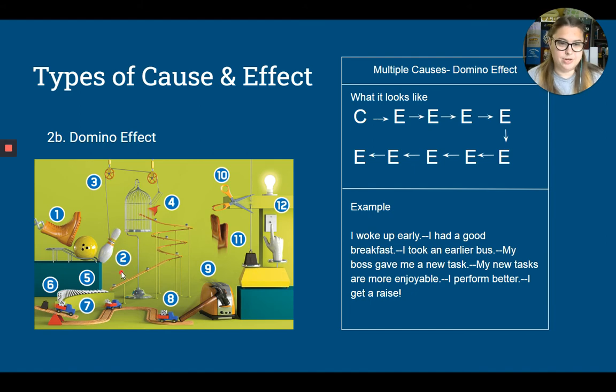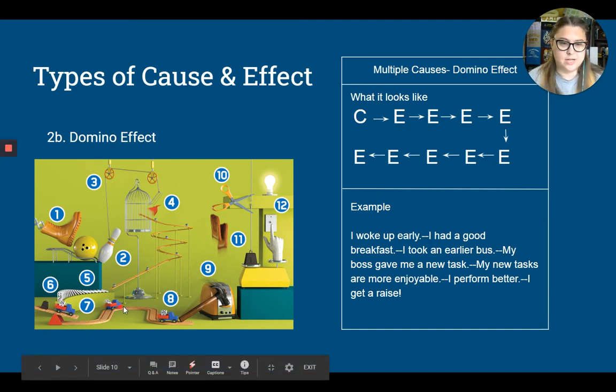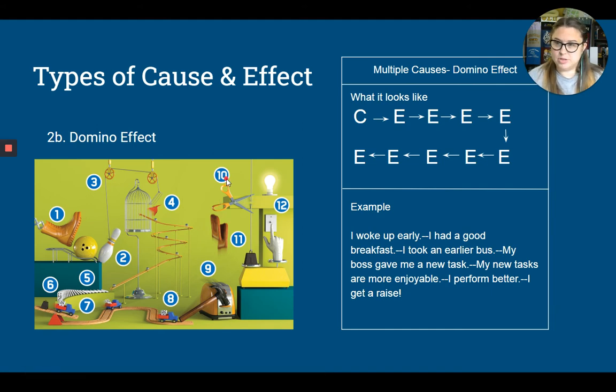When the bowling pin falls, it pulls this string, which releases the cage and opens the bird. When the bird goes out, it hits the marble, and the marble swings down, and it hits these dominoes. The dominoes fall over and they hit the truck. When it falls, the truck goes on the track. It hits the hammer. When it hits, the hammer goes down and the toast pops up. When the toast pops up, it hits the scissors, which closes the scissors.